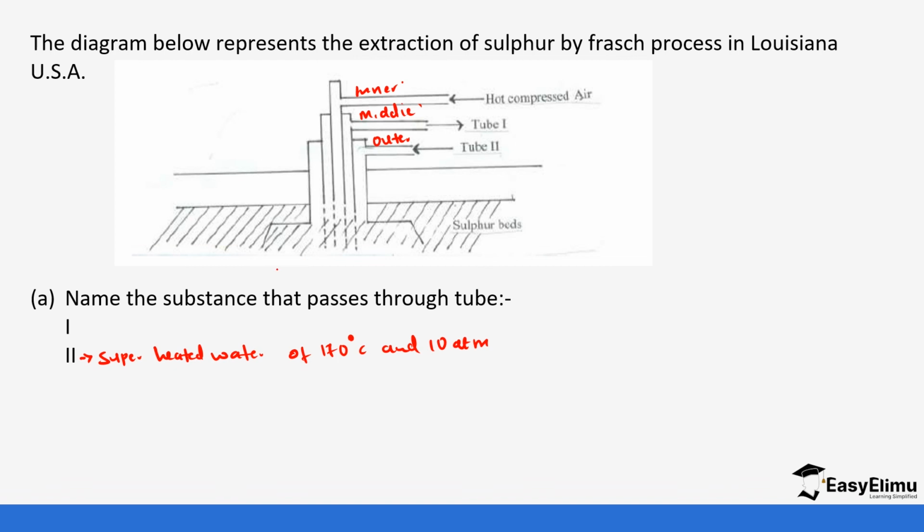And then tube 1 is the middle one. The middle one is where the sulfur froth comes out. And remember, we said the sulfur froth is a mixture of sulfur, air, and water.